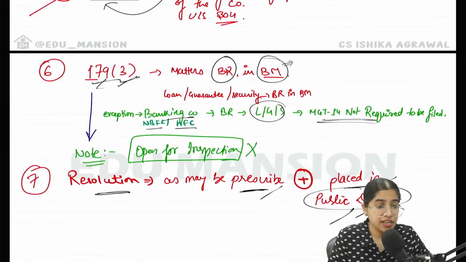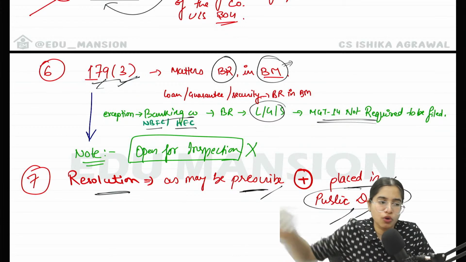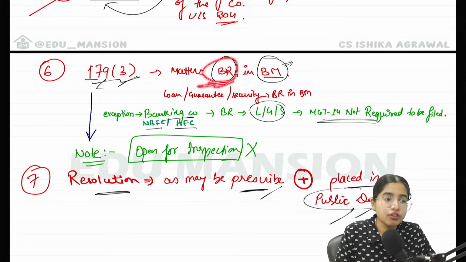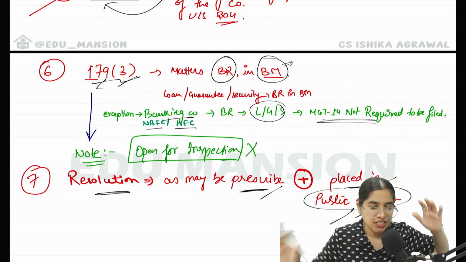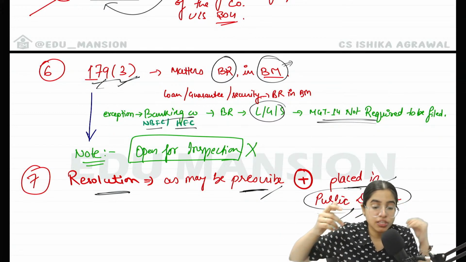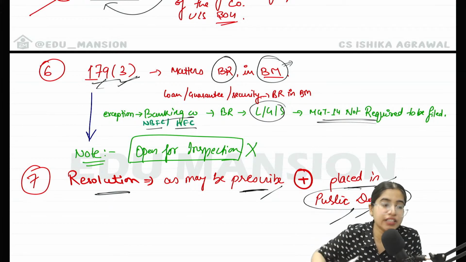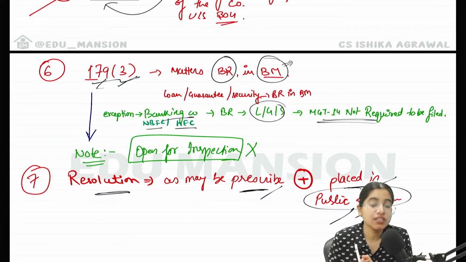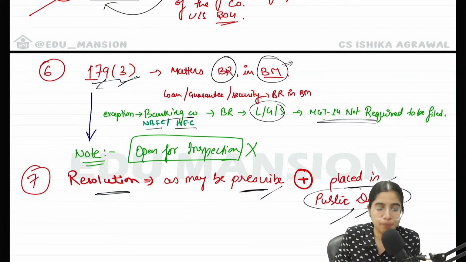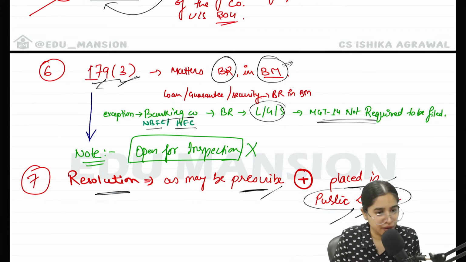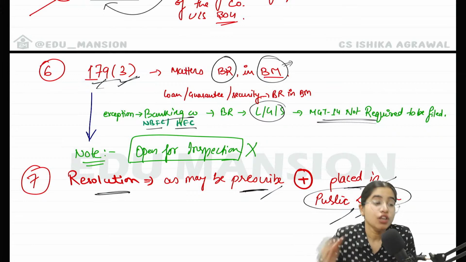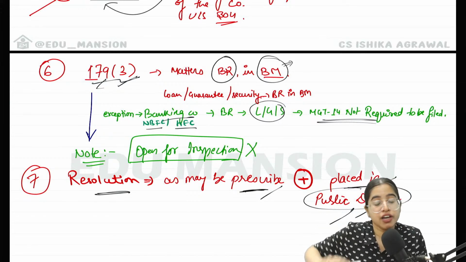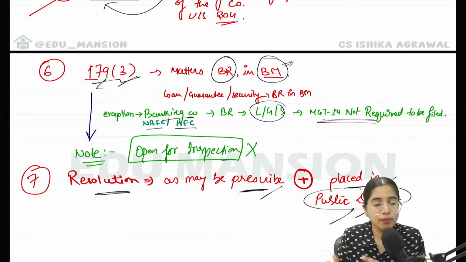Next is section 179 subsection 3, which we will study the day after tomorrow. Section 179 subsection 3 says that there are certain matters for which a BR can be passed only at a BM. You will study that there are certain matters with respect to which a board resolution can be passed only at the board meeting. So for all those matters where you pass BR at BM, that is board resolution at board meeting, that board resolution also has to be filed to ROC within 30 days in the form MGT 14.